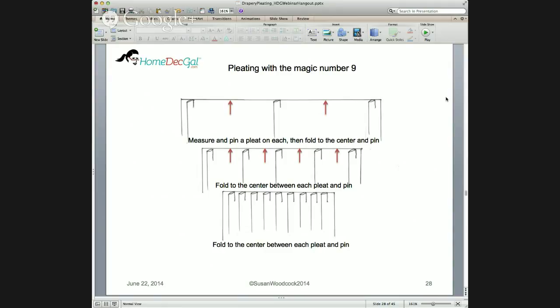So here's pleating with magic number 9. I showed you magic number 5. Measure and pin a pleat on each end, allowing for your overlap and return and your first and last pleat. Fold the whole thing in the center and do the center pleat. Then you're going to fold to the center and pin those pleats in. Then you're going to fold to the center of each one of those and pin your pleat. So you can do all this while you're sitting at the sewing machine. I know it sounds awkward, but we've been doing it for a long time, so it really works great when you can do it.